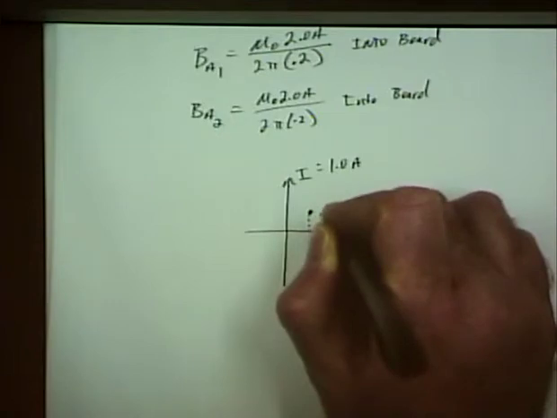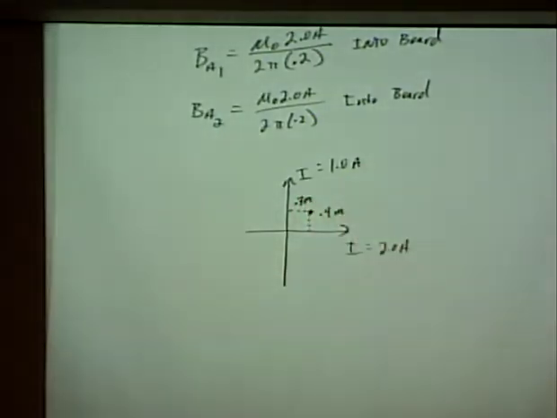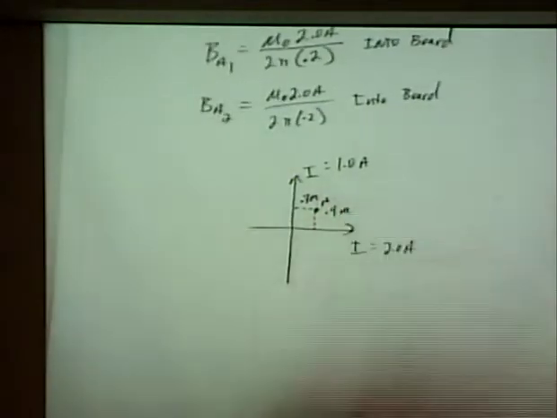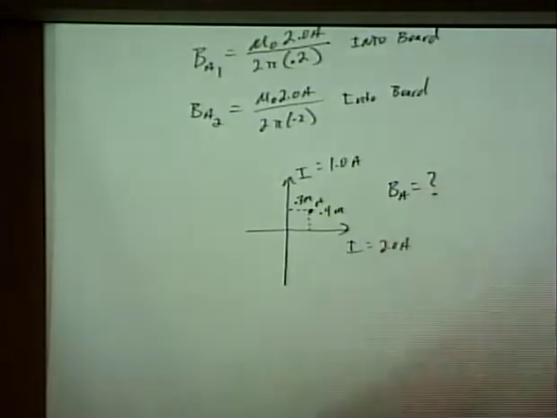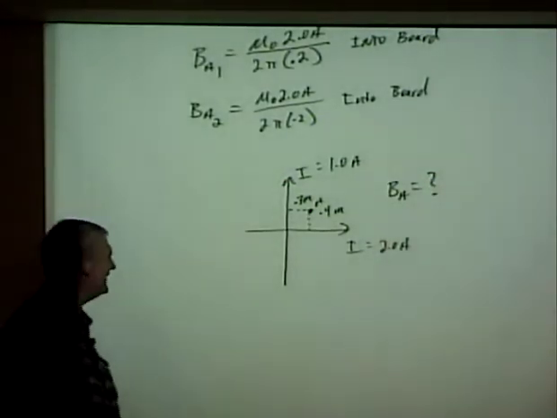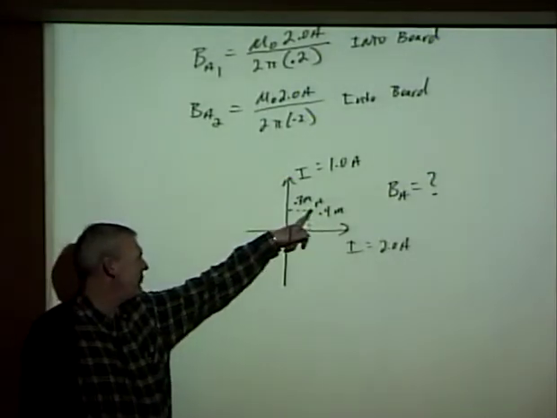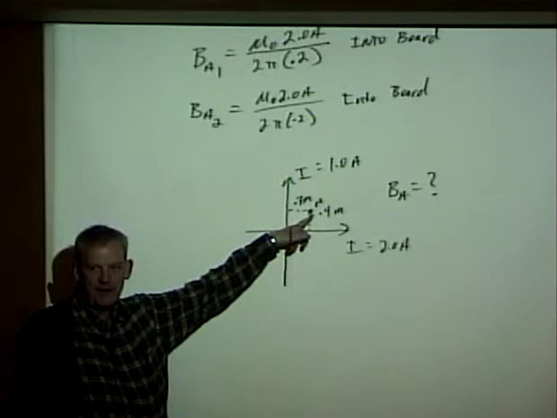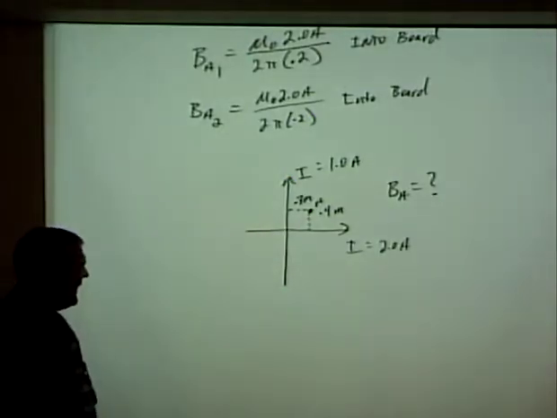This is 0.4 meters. This is 0.3 meters. This is point A. Find the B field here. This is a classic 220 question. Now, this is just a point A. This doesn't mean the B field's going in or out here. We'll have to figure that out.